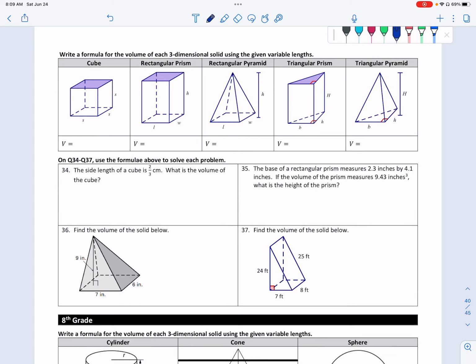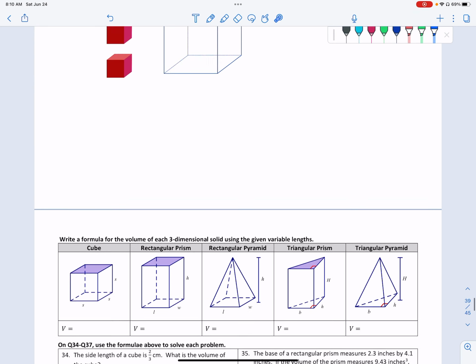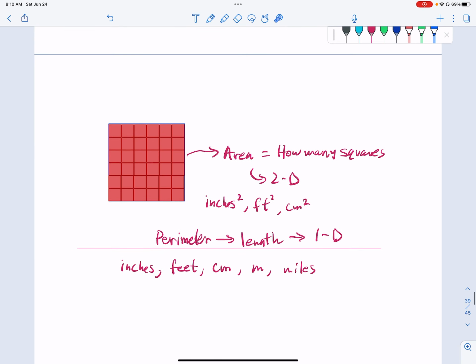Now let's talk a little bit about volume. Write a formula for the volume of each three-dimensional solid using the given variable lengths, like side lengths, widths, heights, and so on. So let's back this up just a little bit. Remember that we had talked about area and perimeter as measurements that are associated with shapes in geometry.